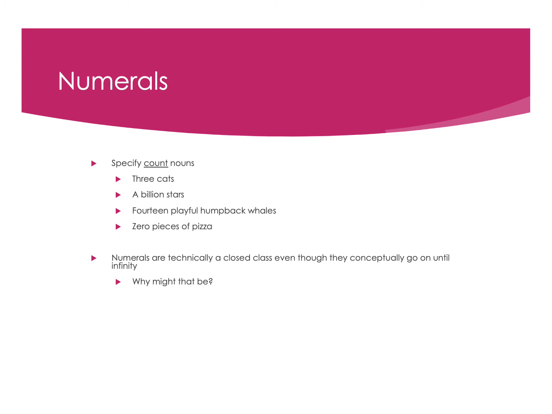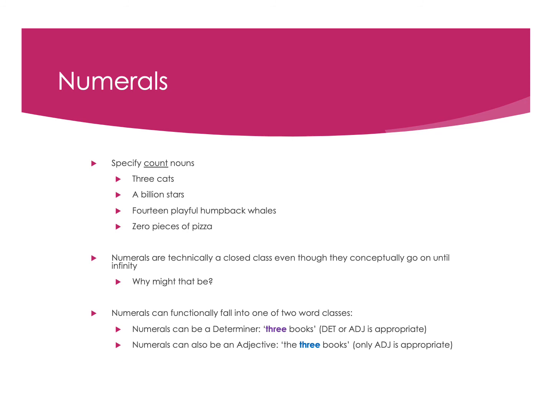But numerals can function in a sort of interesting way where they can be a determiner. So if I have 3 books, I could write either determiner or adjective, and we'll talk about determiners in a moment. Or I can use it as an adjective and say the 3 books and have a determiner there already, and then also use 3 as an adjective. And so numerals are the only kind of determiner that can also be an adjective. They sort of function uniquely that way.